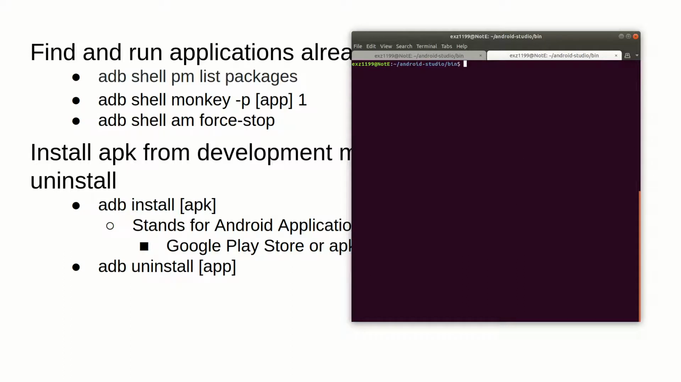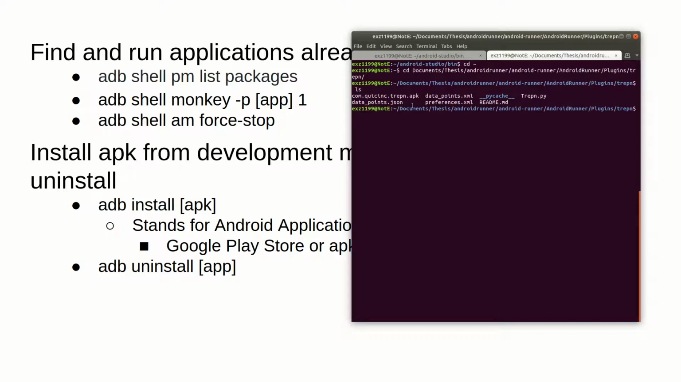Now, what we're going to do is install an application onto the device. This particular application is a software profiler I mentioned in the last video called Trepin. As you can see here, there's an APK file, and it's as easy as typing in ADB install followed by the APK file name.